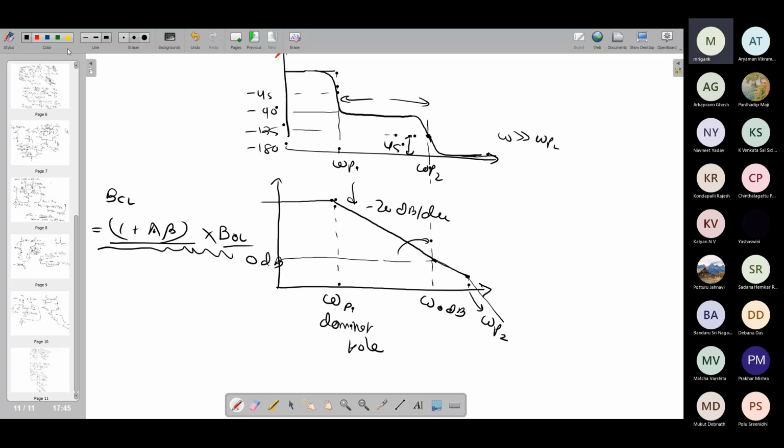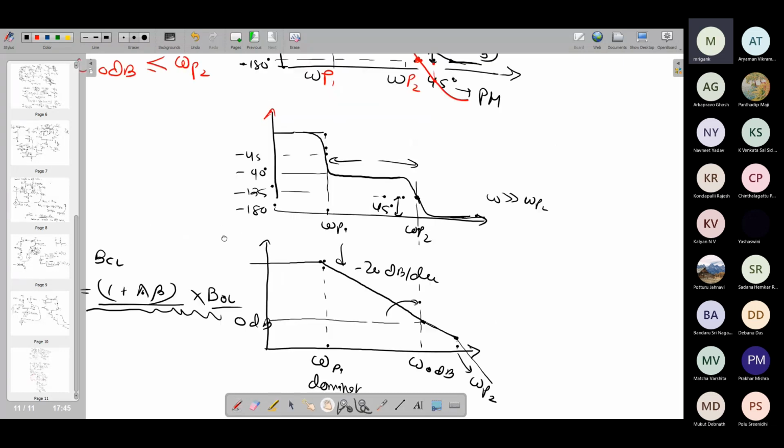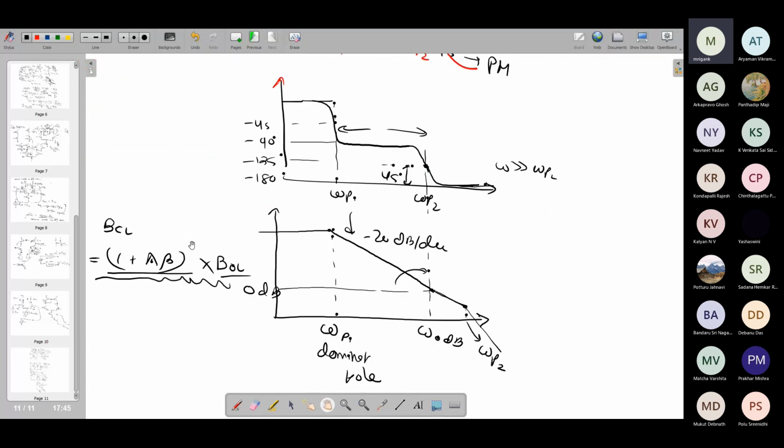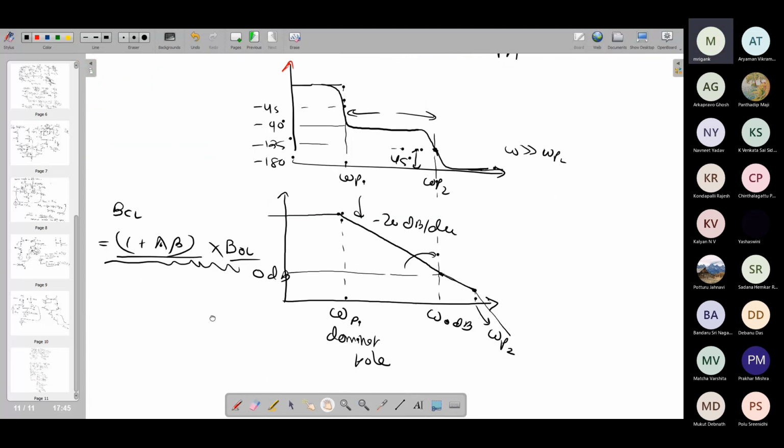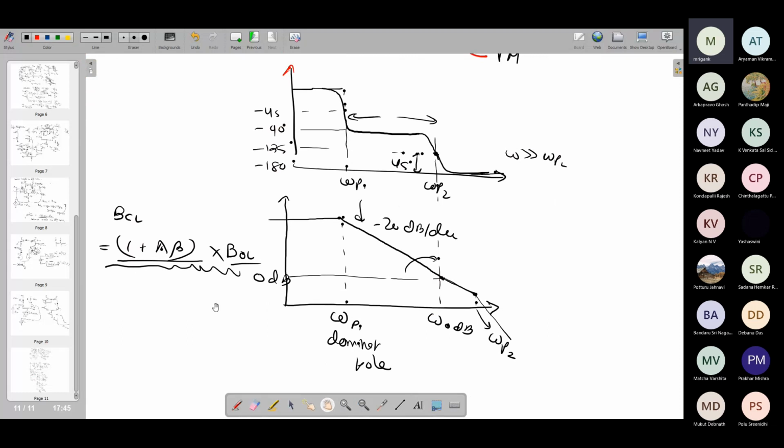So this is another important thing that we should note, because in some other topologies that we will study, this advantage is not there, and we need to look into some other schemes, compensation techniques, to ensure this kind of stability.